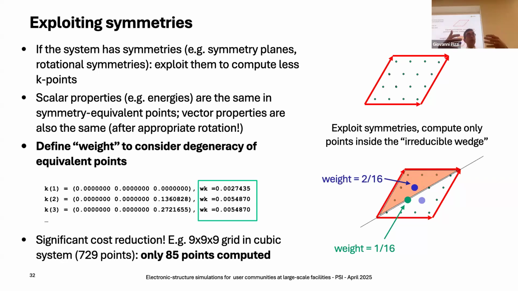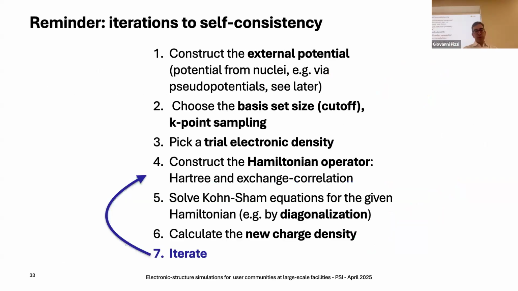The code, when you put the input, will compute the symmetries for you. It will understand how many points it needs to do. It will show you which symmetries it found, and it will do all of this for you. But it's important to know because, for instance, if you put in some numerical noise, symmetries are lost and the calculation starts to cost a lot more. And typically there are also other issues which can arise numerically when you don't use symmetries.